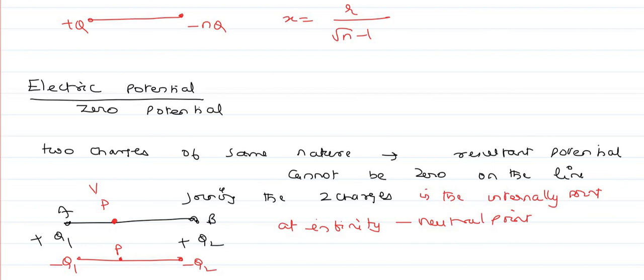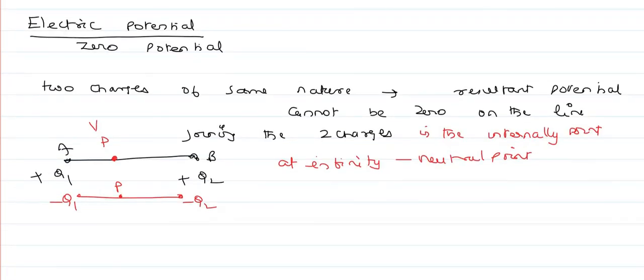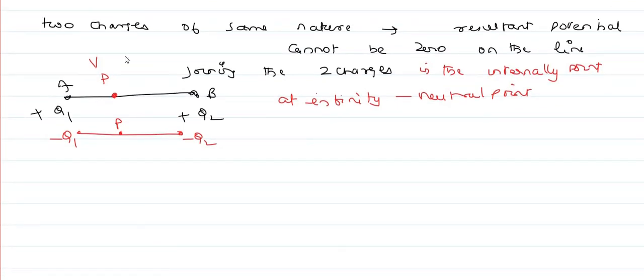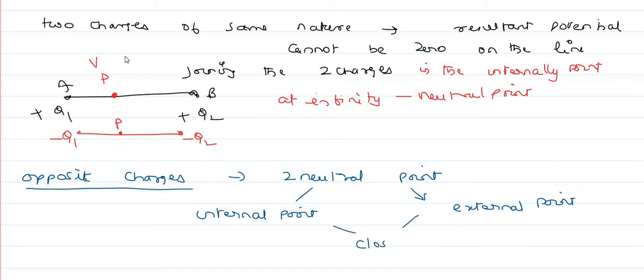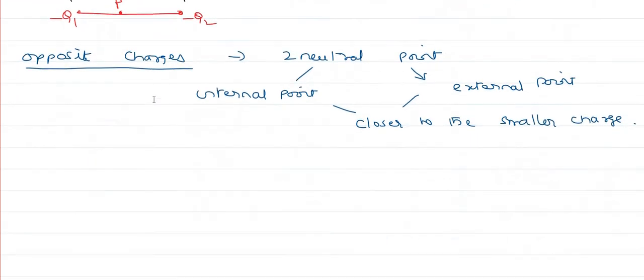So straight away you can write: electric field zero potential for two charges of same nature will be at infinity. Okay. What about opposite charges? Of course it is possible, but we have learned that two neutral points will be there. One will be at an internal point, one will be at an external point. But remember that both the points will be closer to the smaller charge, that is the charge of smaller magnitude. Always that condition will be there.